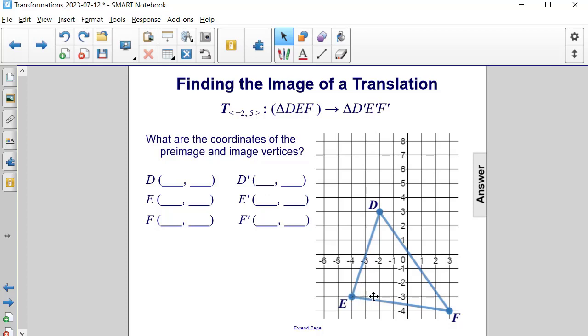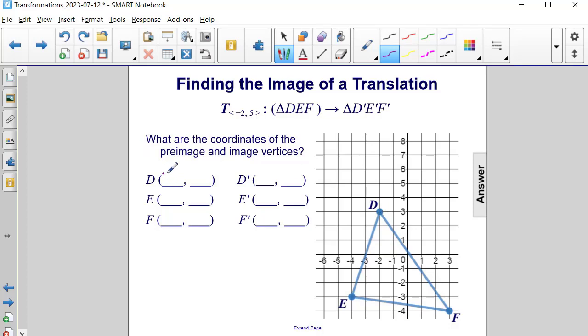So we have triangle DEF shown here in the coordinate plane, and it's going to go through a translation with an h value of -2 and a k value of +5. So let's first determine what the coordinates are for the original vertices, or the vertices within our pre-image. So point D is at -2, +3. Point E is at -4, -3. And point F is at 3, -4.